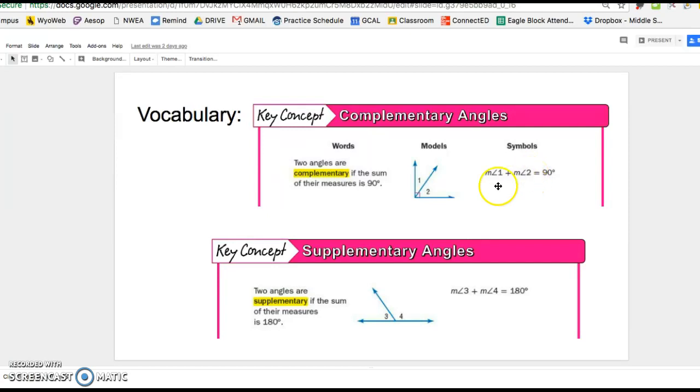For supplementary angles, it's 2 angles that add to 180 degrees or a straight line. This is also an adjacent angle because it's 2 of them that are adding, they're side by side. So again, I would have supplementary, it adds to 180 degrees or a straight line. It's also an adjacent angle, and then this is something good to have if you would like.